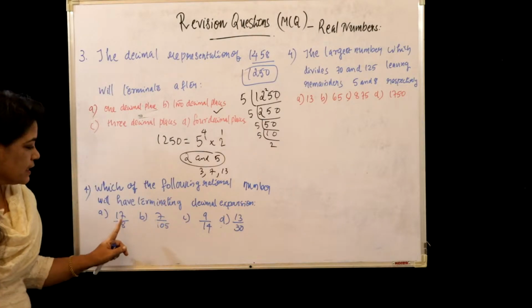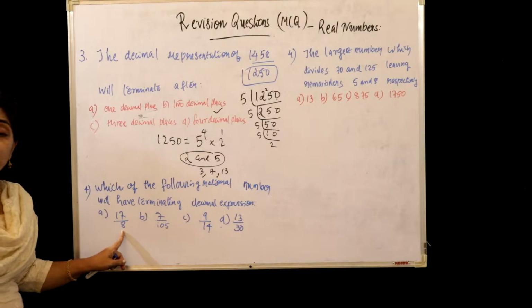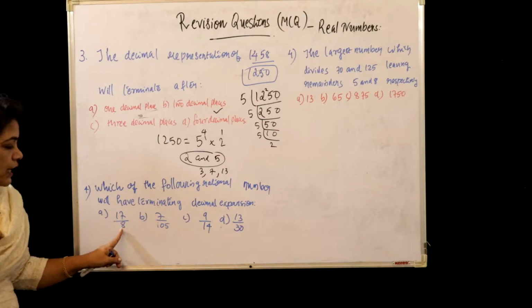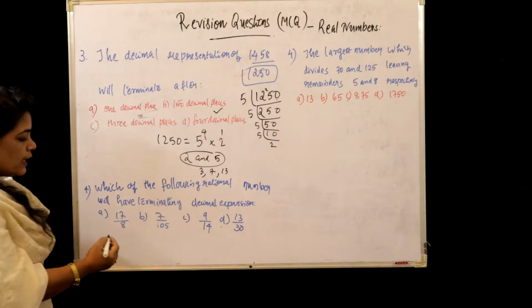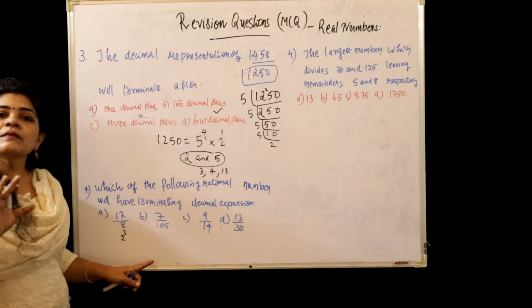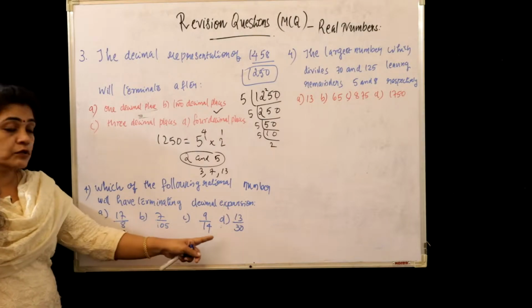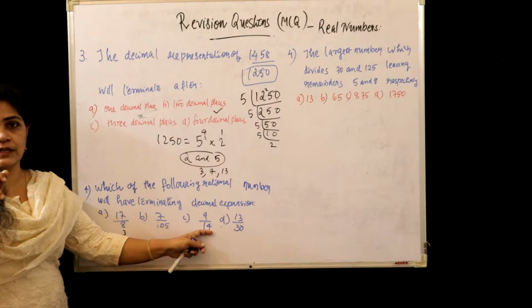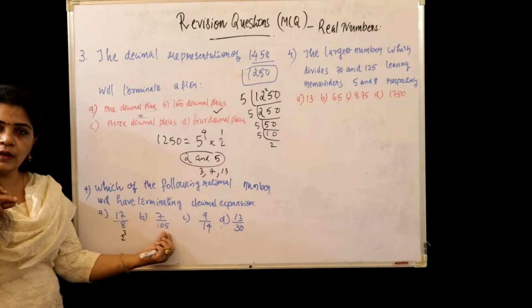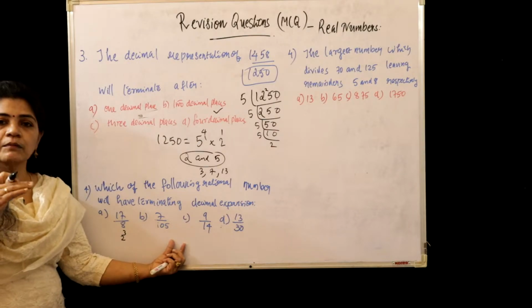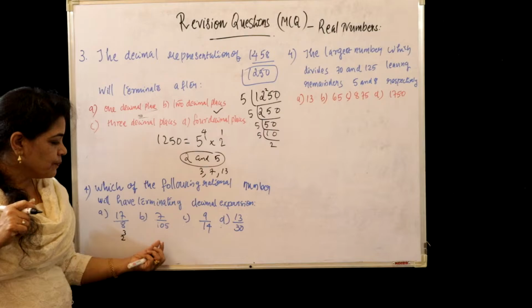So see children, in 17 by 8, we are not finding the prime factorization of the numerator. We are finding only the prime factorization of the denominator. So 8 is 2 cube. So it has only the prime factor 2. That means it will have a terminating decimal expansion. At the same time we have to show that the other 3 will have non-terminating repeating decimal expansion. That means the denominators of the other 3 rational numbers contain prime numbers other than 2 and 5. Let us see.